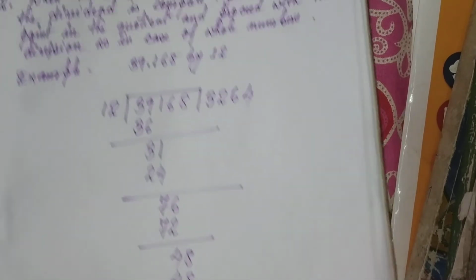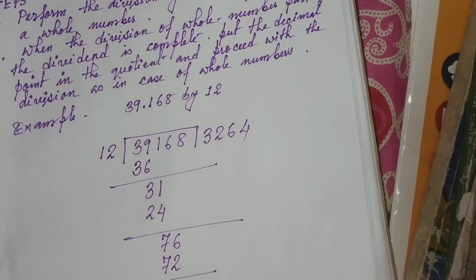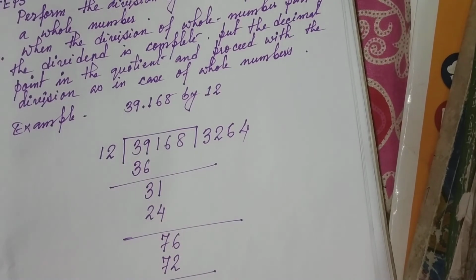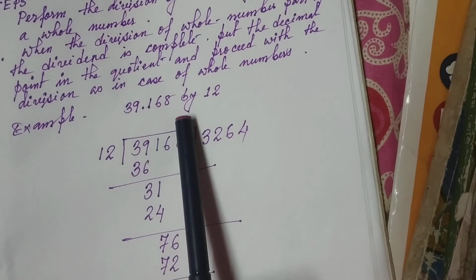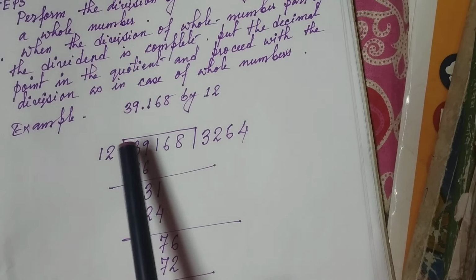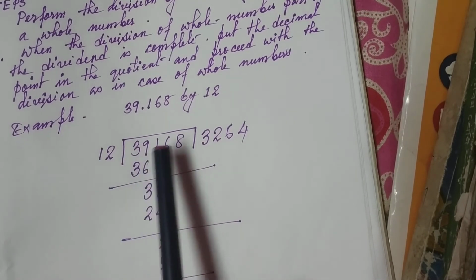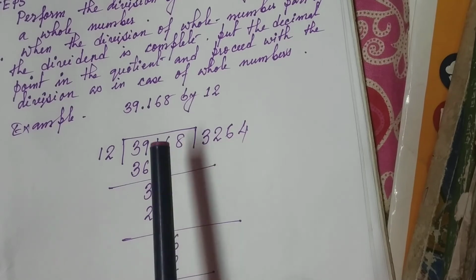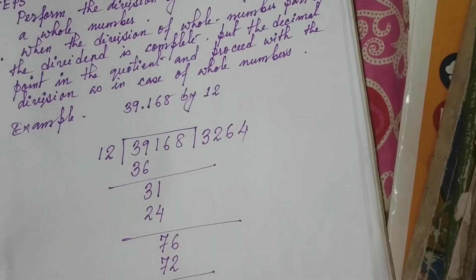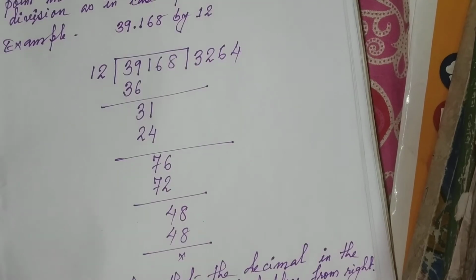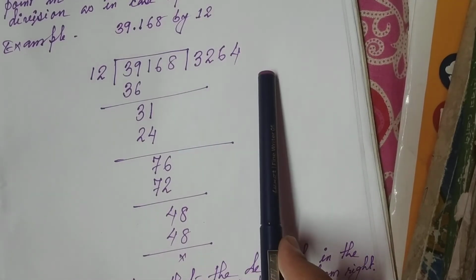So, I am repeating today's class. What we have to do is, first of all, we have to consider the decimal number as the whole number. See here, I have considered this number, 39.168, as a whole number. I have removed the decimal and taken the number 39,168. Now, I have divided this number by a whole number, that is 12. So, simply division will take place here and the quotient will be 3,264.